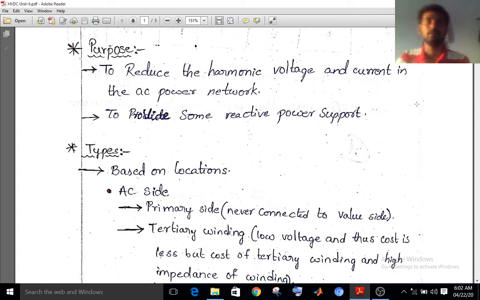So we are dividing filters based on different criteria, first based on the location. As you all know, we place filters on both the AC and DC side. If we place a filter on the AC side, that is called an AC filter. If I place a filter on the DC side, that will be a DC filter. So based on the location, we divide filters into AC and DC.